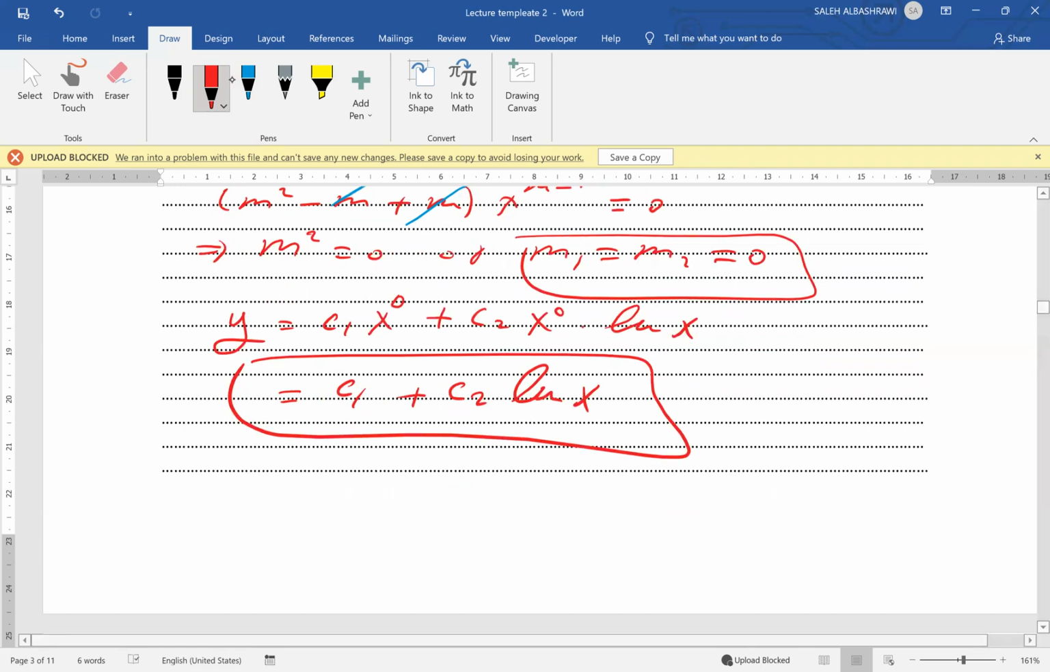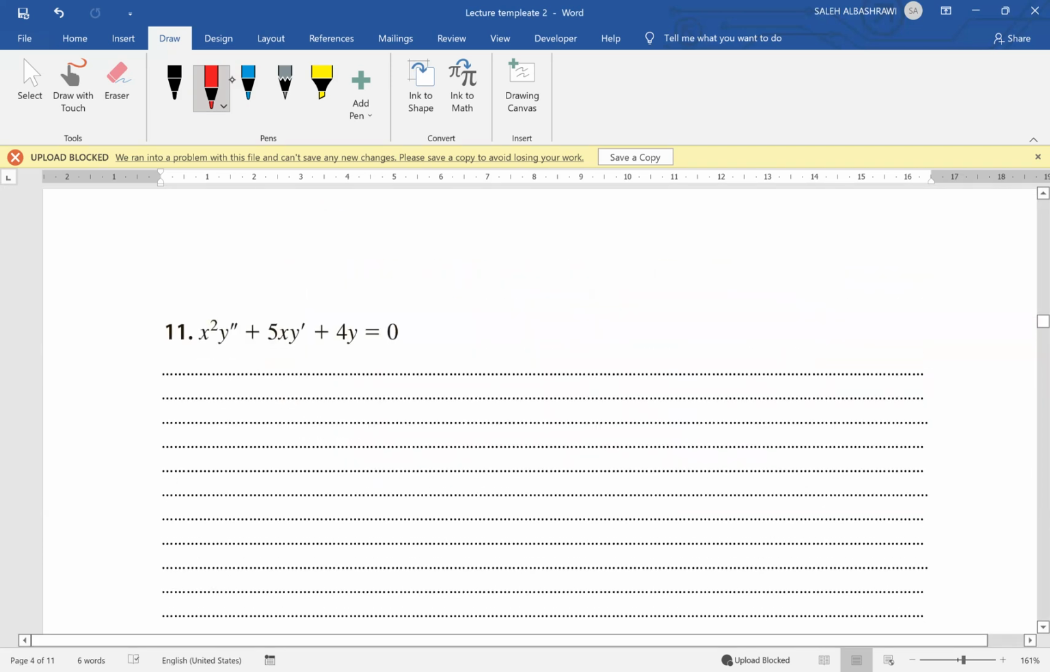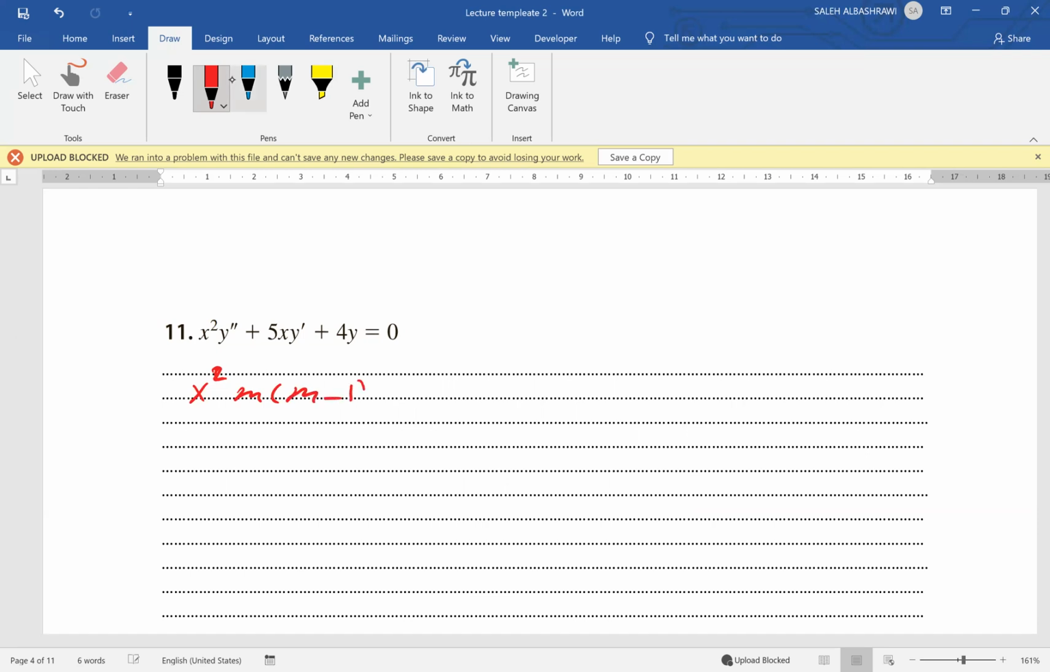Take another example. Suppose that I have x to power 2 times the second derivative of y plus 5x y prime plus 4y equal to 0. Let's write the auxiliary equation. For the second derivative, we have m multiplied by m minus 1 times x to power m minus 2, this is the second derivative, plus 5x times the first derivative, m times x to power m minus 1, plus 4 times y, which is x to power m, equal to 0.